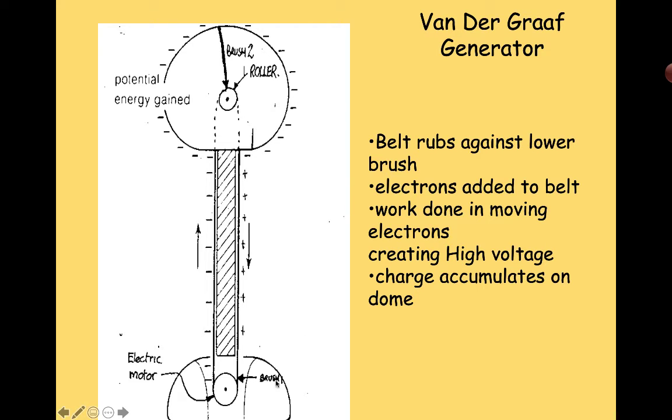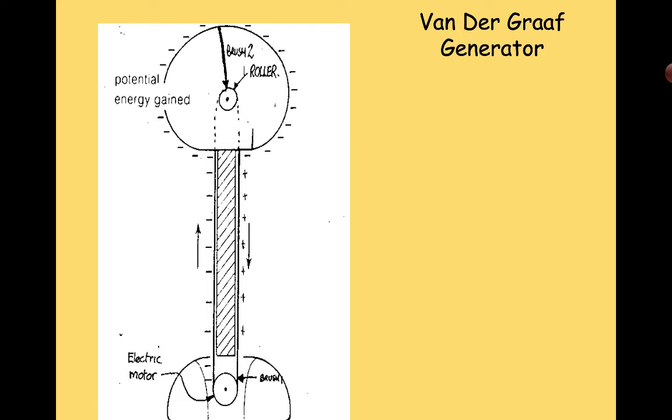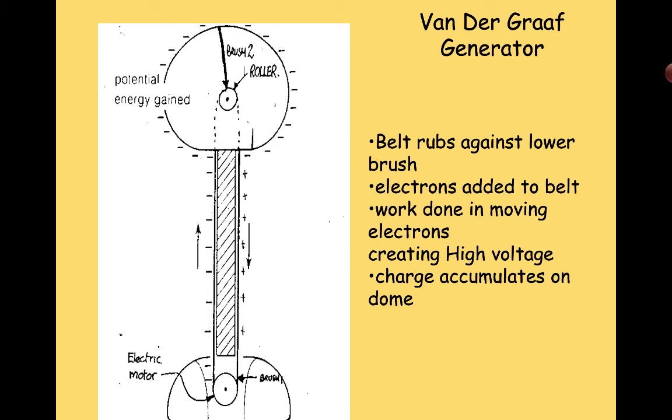Now you've also got down here a brush. The brush rubs against the belt. Electrons are added to the belt, and there's work done in moving electrons, creating high voltage. And what then happens is that you get a charge accumulating on the dome.